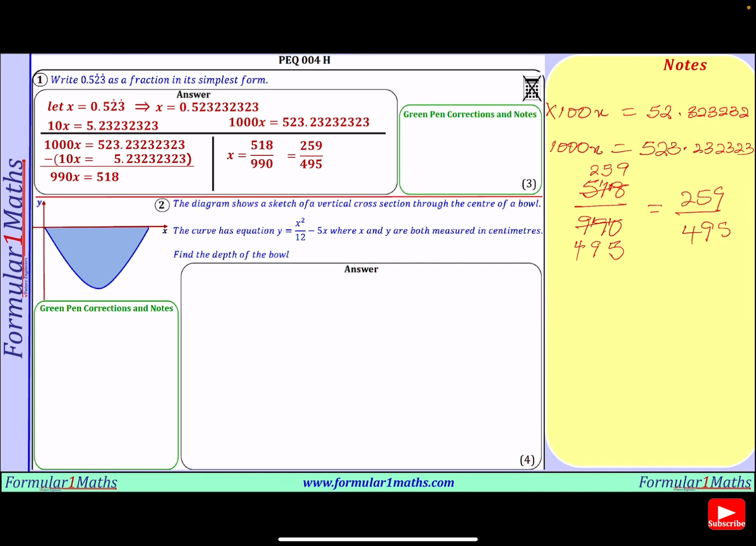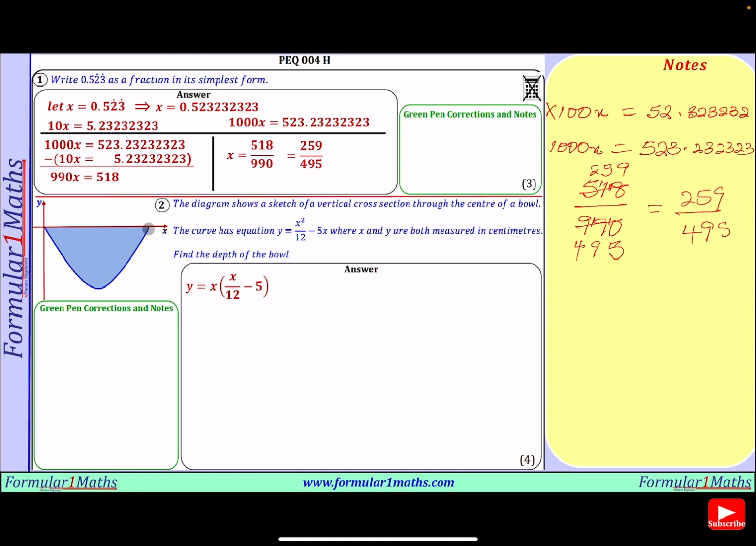Question 2. The diagram shows a sketch of a vertical cross-section through the center of a bowl. The curve has equation y equals x squared over 12 minus 5x, where x and y are both measured in centimeters. Find the depth of the bowl. So we start by rewriting this equation in the factorized form, like this. Now looking at this graph, on the x-axis, we have y equals 0. But we need to find the roots of this curve, or the roots of this equation. And the roots occur at this point and at that point.